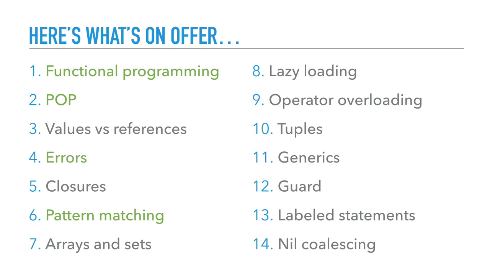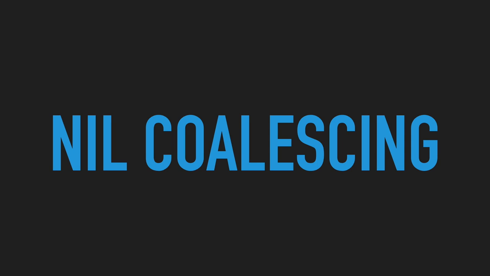Let's go for it. Nil coalescing, anybody? Yeah. 2, nil coalescing? Sure. 3, 4, fine, okay. Let's try and find nil coalescing in this little tiny screen thing. There it is. Okay, nil coalescing.